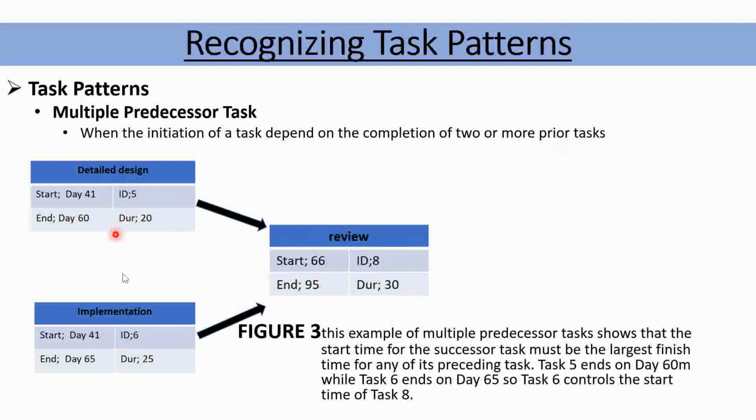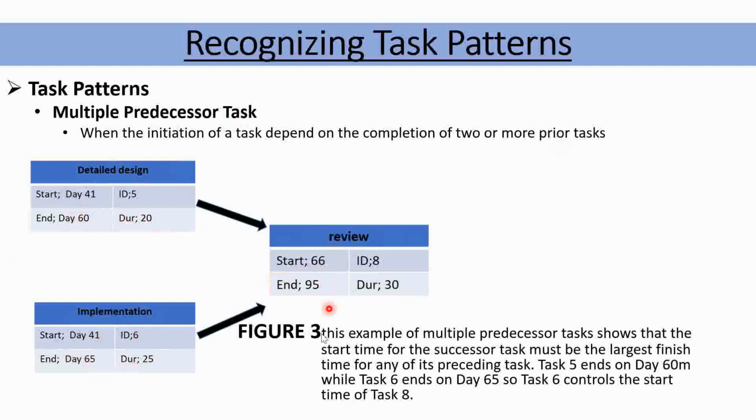You see, that's why we call them what? Multiple predecessor task, because the review depends on the completion of two tasks, which are detailed design and implementation design. So they both start at the same time, day 41. But this one started day 66. Right? But this one ended day 60. This one ended day 65.